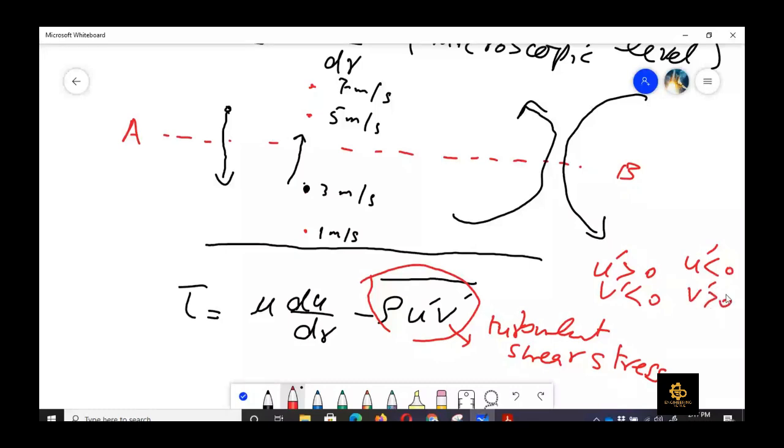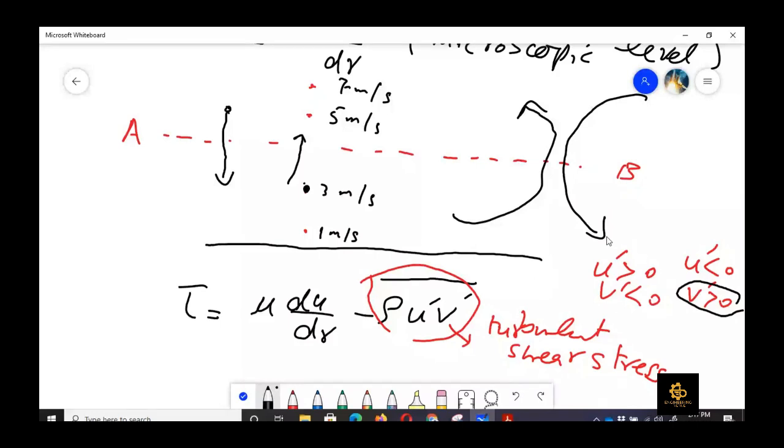Now, how can we see that in this figure? Let's see that here the velocity was 3 meter per second. Now, because it is moving upward, v prime would be positive, right? Because it is moving upward. And then when it goes here, it has got 3 meter per second, the average velocity is 5 meter per second. So the fluctuating component of this particle would be negative, because 3 minus 5 is negative 2, right? Minus 2. So in that case, the product of u prime v prime would be negative. So the overall effect would be the addition of shear stress.